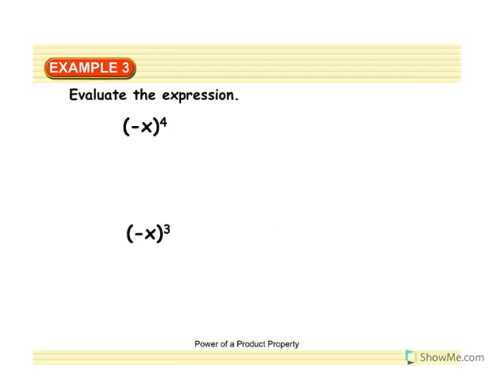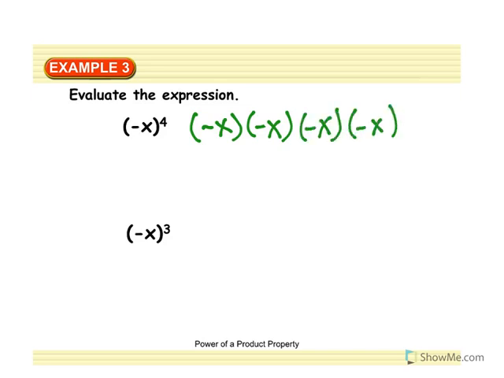All right, this gets a little tricky. So in these cases, unless the exponent is really big, it may be a good idea to write it out. So this is negative x times negative x times negative x times negative x. So I have a negative times a negative, which is positive, and another negative times a negative, which is positive, so I know my answer is going to be positive.